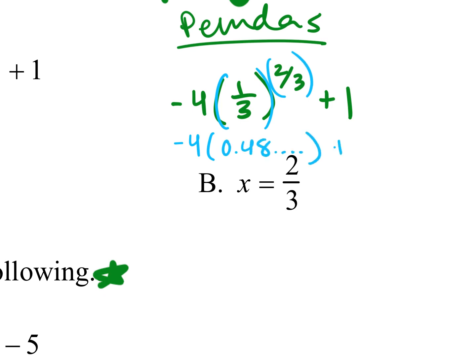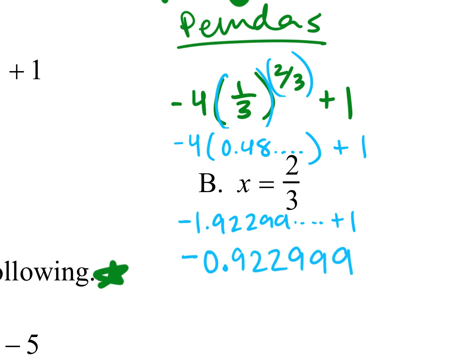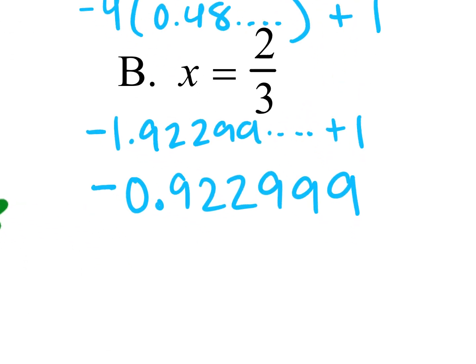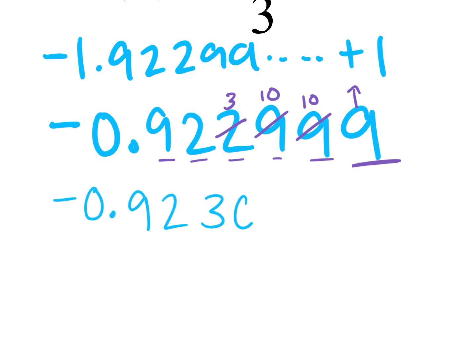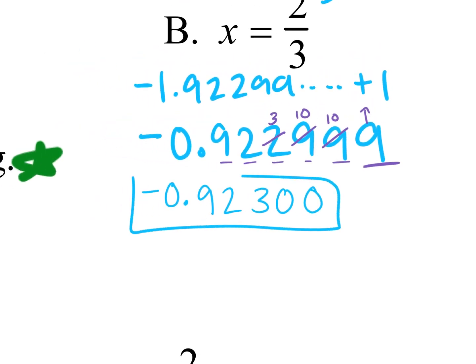When you put that in your calculator, you should get 0.48. It keeps going, but just leave it in your calculator. Multiply it times negative 4. You should get negative 1.92299. It keeps going, and then just add 1. So it would be negative 0.922999. On the quiz, it'll be specific on how many decimal places. I think each question says 5 decimal places, excluding the money one. So we have 1, 2, 3, 4, 5 decimal places. 9 tells us that we round up. Since we are rounding up, that would make this 10, which would make the next one 10, which would make the next one 3. So this would be negative 0.92300. This would be our answer.